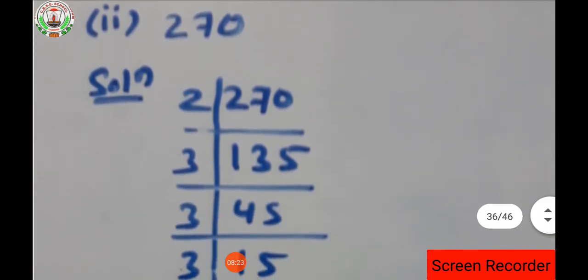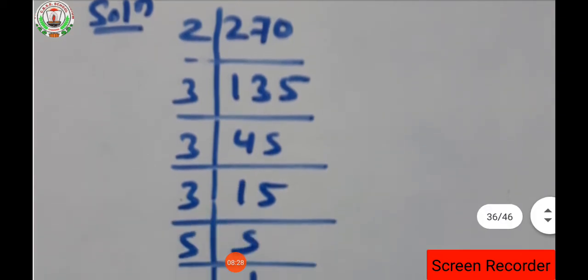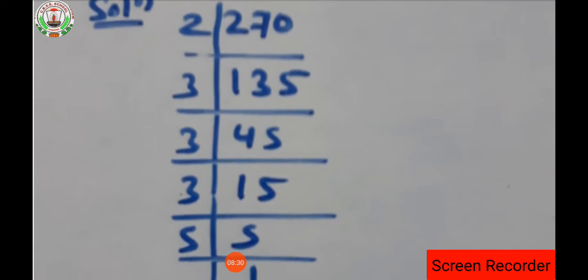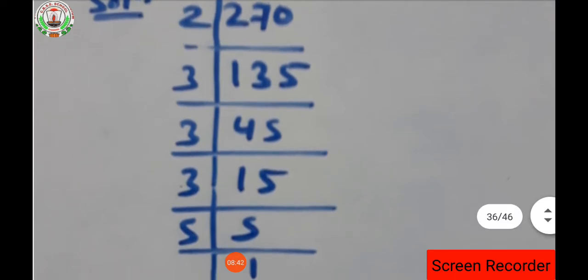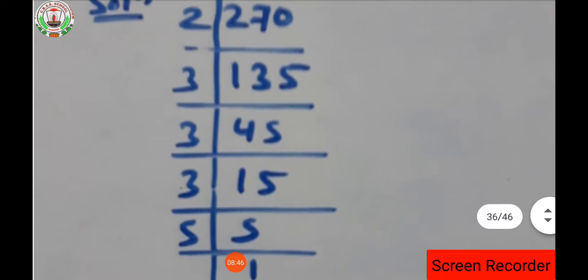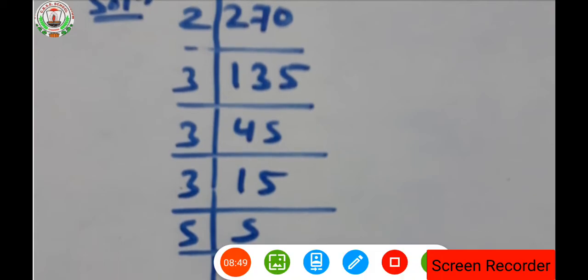In the same way, for question number 4, second part, 270 is there, isn't it? Taking out the factors of 270: 270 comes in the table of 2 how many times? 135 times. 135 comes in the table of 3 how many times? 45. 45 comes in the table of 3 how many times? 15 times. And 15 comes in the table of 3 how many times? 5. And 5 comes in the table of 5, 1 time. I had already given the explanations of these factors in the previous video. Please go through that video.